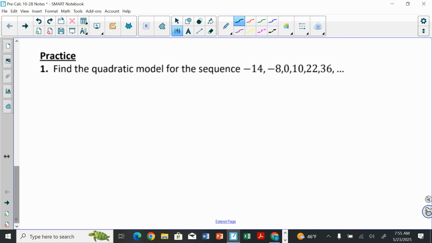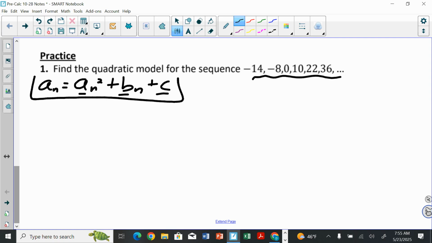Find the quadratic model for this sequence: -14, -8, 0, 10, all that sequence right here. Okay, so let's just get some information here. Remember, our quadratic would be modeled in this form: a sub n equals a n squared plus b n plus c. So we're going to have to try to find these values and plug them back into this form. That would be our equation.